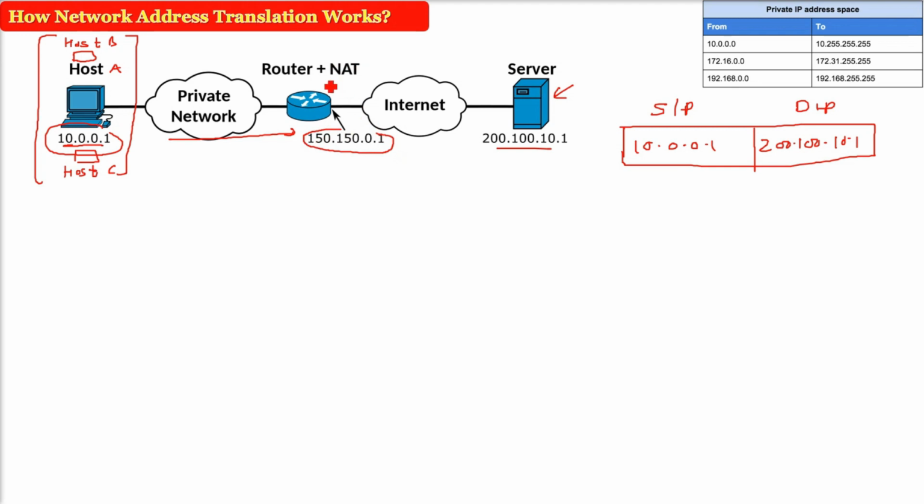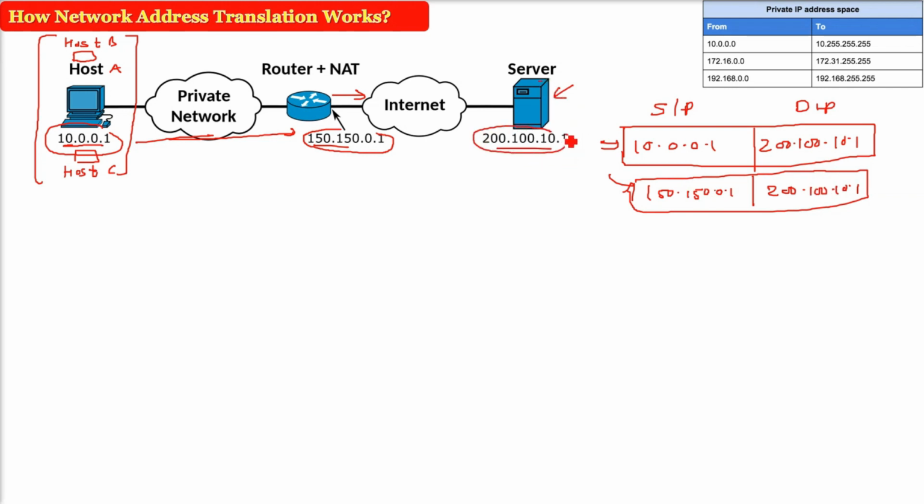So now the router will do what? It cannot send that private address because it is not known. So it will change this 10.0.0.1 to its own IP, which is a public IP, 150.150.0.1. And the destination IP will remain the same, 200.100.10.1. So now this has started from the router and it has to reach the destination. So the first block is from host to router. The second is from router to the destination.